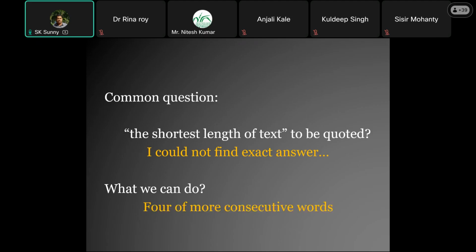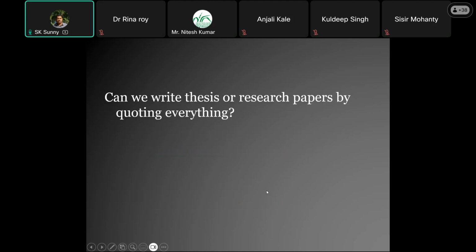So this I wanted to share with you, the shortest length of the text to put under double quote. Again, there is no rule of thumb, but in general, people say, and it is practiced, that four or more consecutive words, if you are copying from somebody else, should be put under double quote. Okay. Now, can we write the thesis or research papers by quoting everything? No.